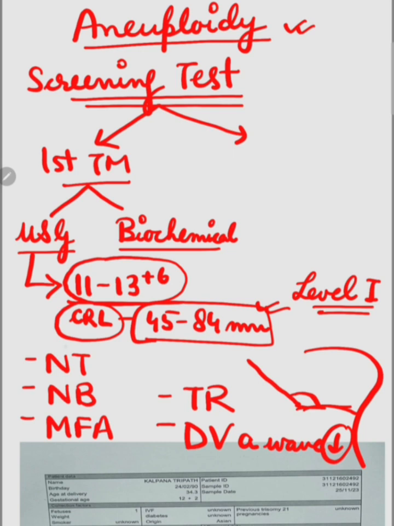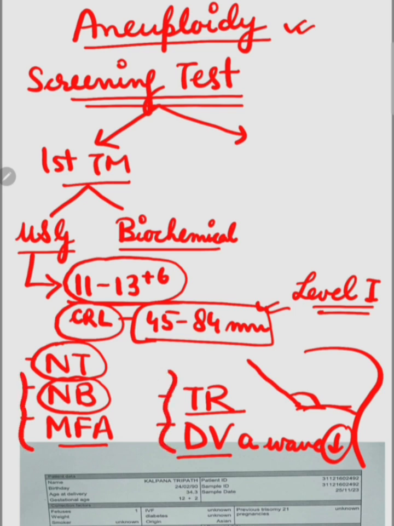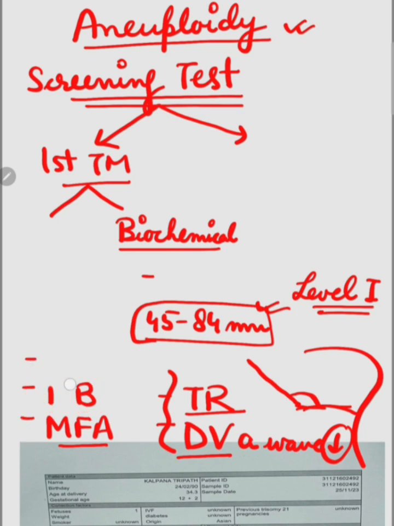Always remember, in certain labs they give only nuchal translucency and NB values. They do not mention the maxillofacial angle, TR and DV. So those scans are not to be relied upon. All 5 things have to be reported. Okay, very important. So this is all about ultrasound in first trimester.